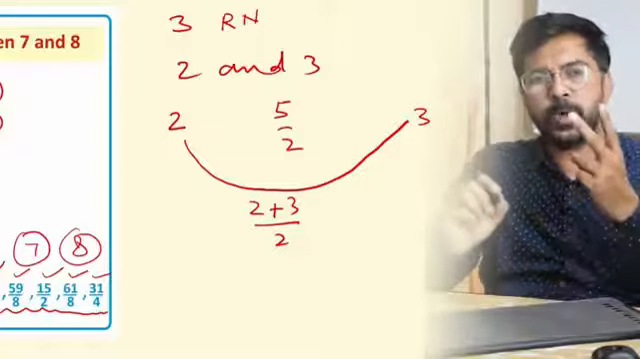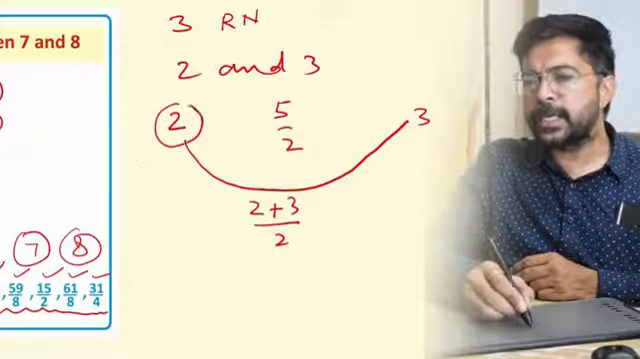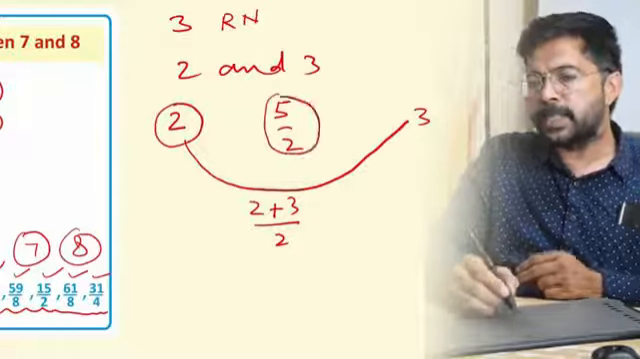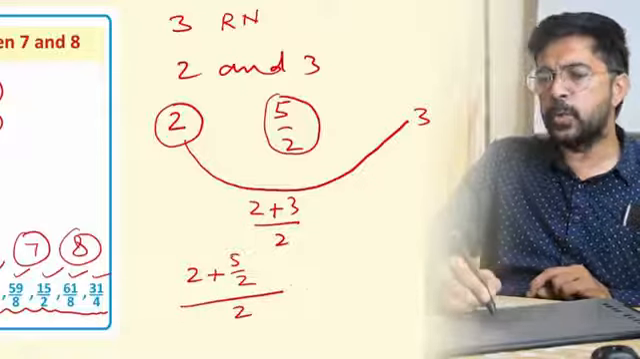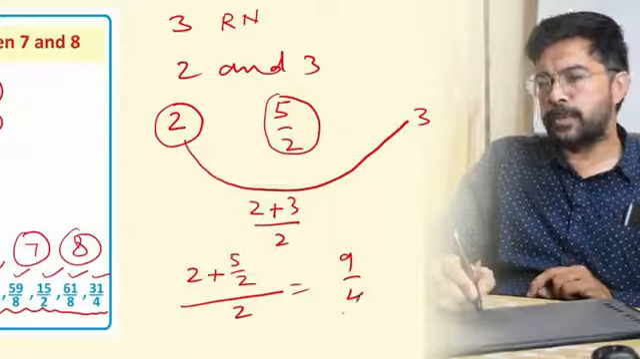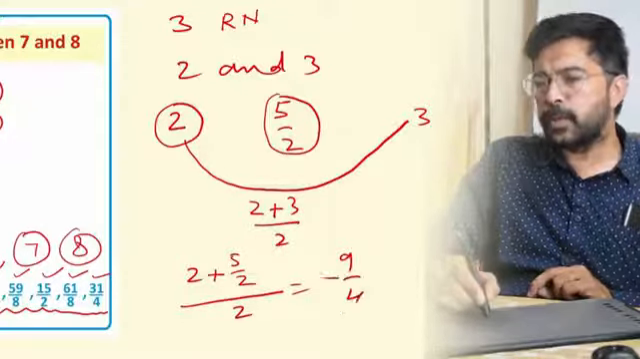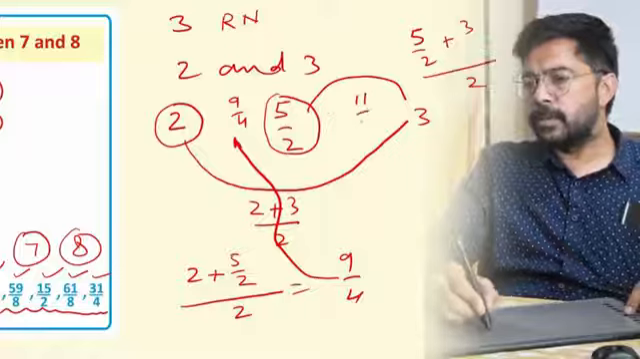Now we have to find two more rational numbers. So again you do one thing, you add these two numbers, 2 plus 5 upon 2, and you divide the sum by 2. So you will get 9 upon 4. So 9 upon 4 is exactly in between these two numbers. So here you can write 9 upon 4. Again, to find another rational number, let us add these two numbers, 5 upon 2 and 3. You add these two numbers, 5 upon 2 and 3, and divide the sum by 2. Then you will get 11 by 4.